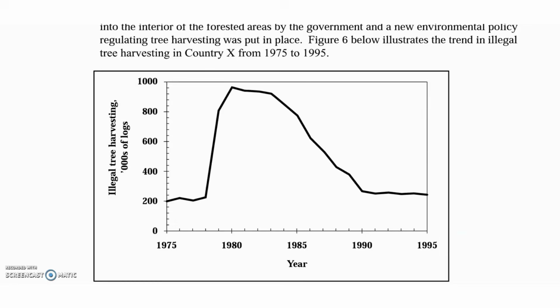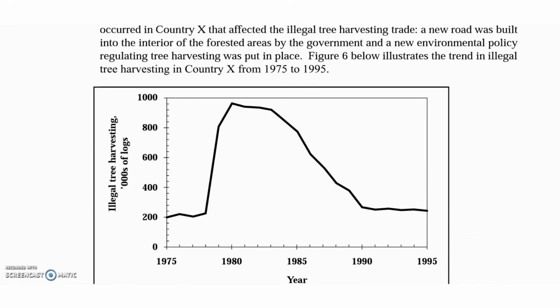Going back into the actual question itself, two things happened in this particular country. First, a new road was built, and secondly, a new environmental policy to regulate tree harvesting was put in place. Illegal tree harvesting can be influenced or promoted by the development of a road because that provides accessibility. That would be attributed to a very significant spike in illegal tree harvesting trade. So that will typically be associated with this particular region here. Roughly, we have 75, 76, 77, 78. You can see approximately in the year 1978 the road was actually constructed.